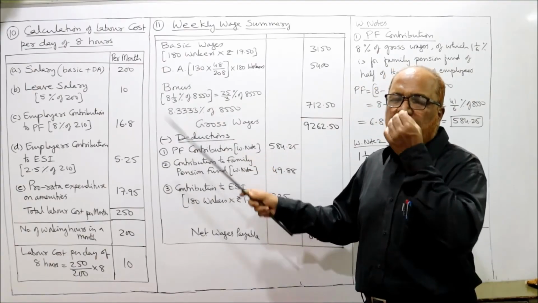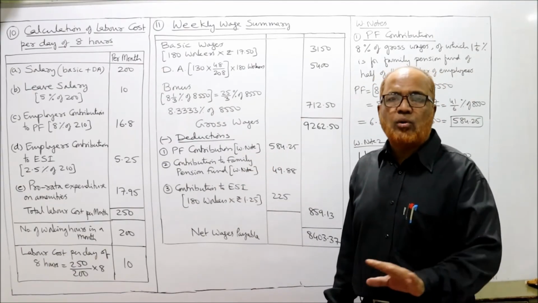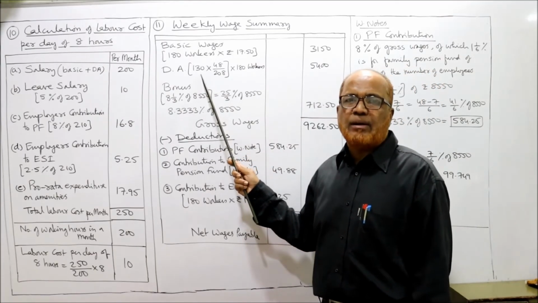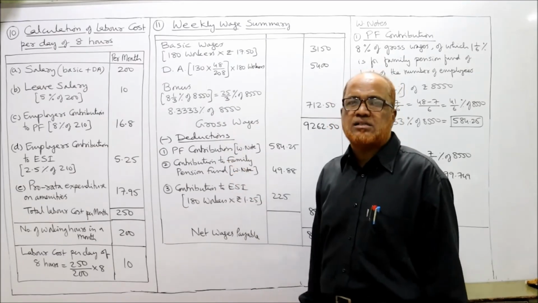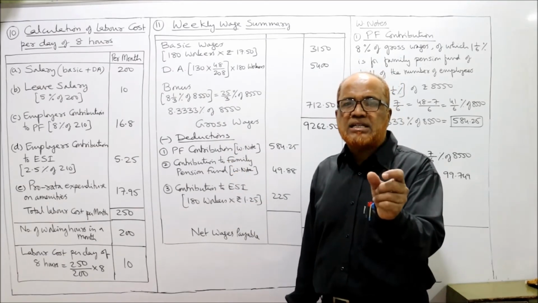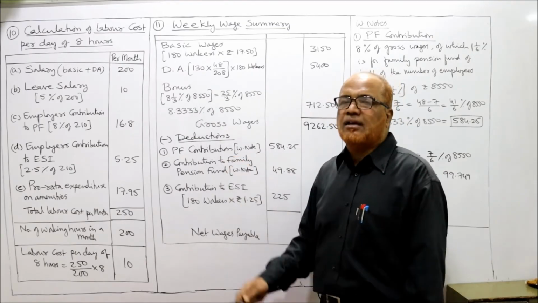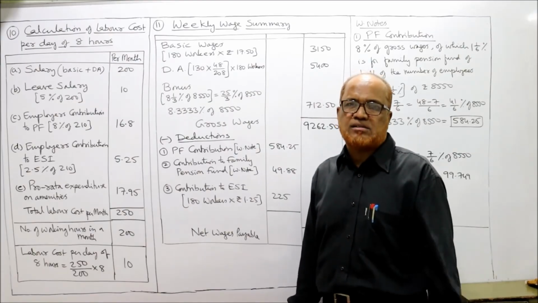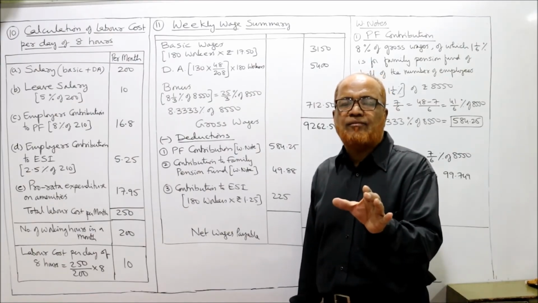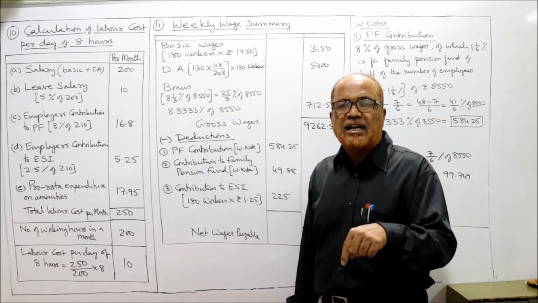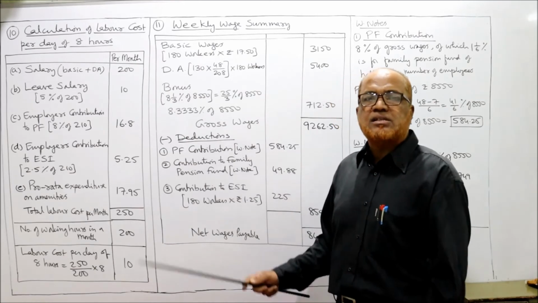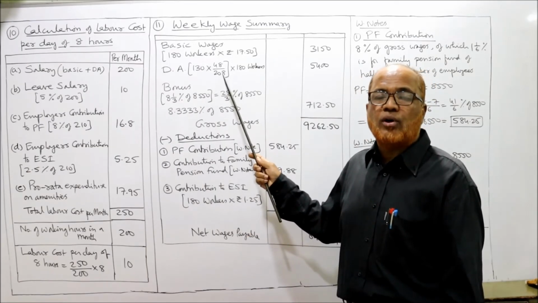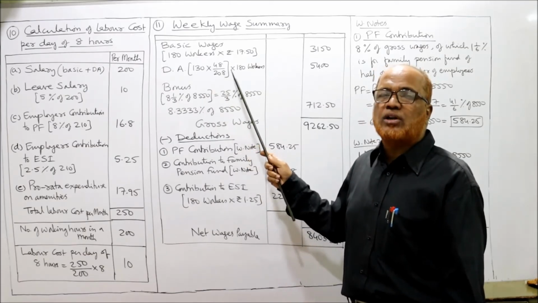DA, dearness allowance. Dearness allowance is given for 1 month, but we don't require 1 month. We need 1 week. So here 130 rupees is given for 1 month, and a month consists of 208 hours. For 208 hours, the DA will be 130, but we don't require 208, we need 48. A week consists of 48 hours. We are calculating the wage summary for 48 hours. So we need the DA for 48 hours. In the problem the DA is given for 208 hours. So convert the 208 into 48. So 130 rupees into 48 by 208.